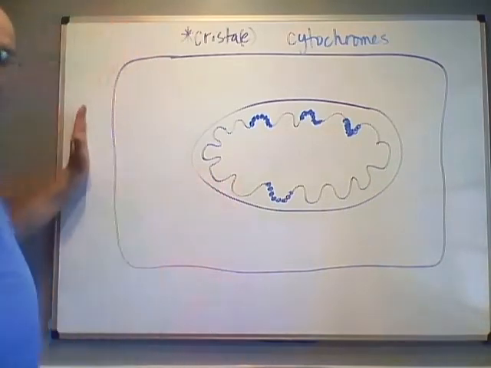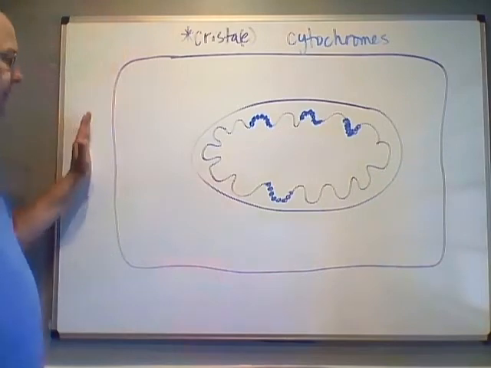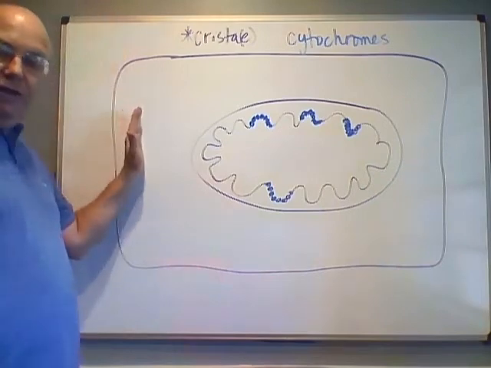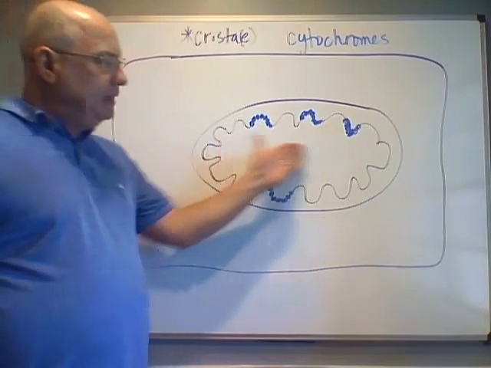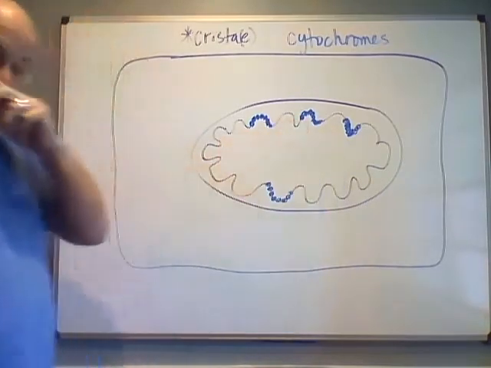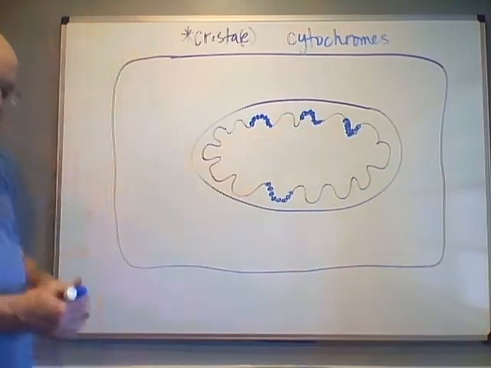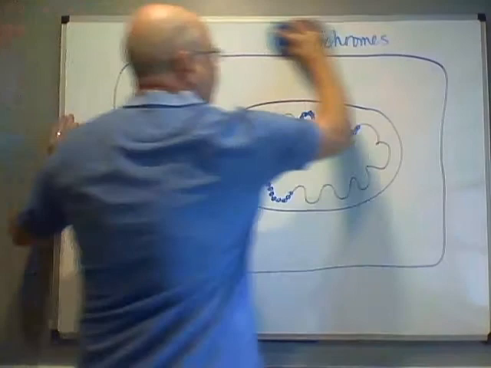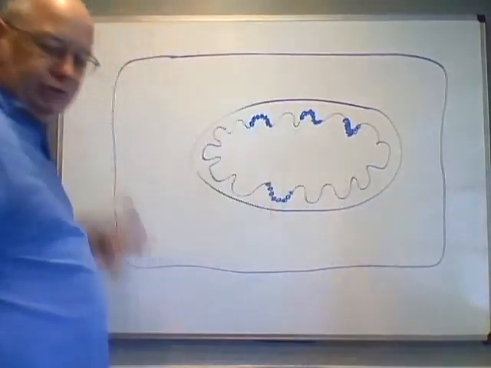So this is the extracellular fluid outside the cell. This is the cell cytoplasm. And then this is the matrix of the mitochondria. And the inner mitochondrial membrane has all these cristae on it, okay, and cytochromes. Now that we have the terminology down, here's what goes on.